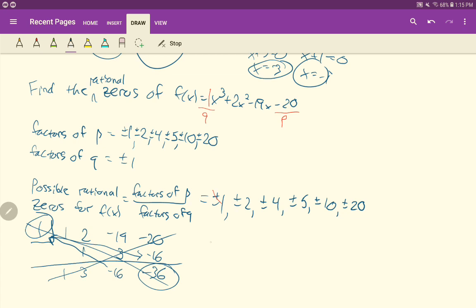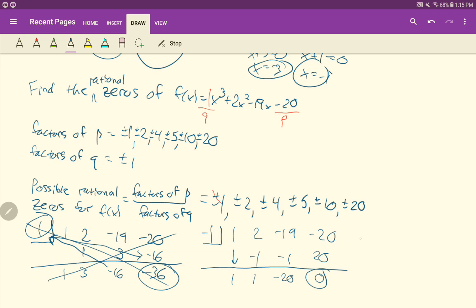All right, let's try negative 1. Now I know this seems kind of daunting, but let's just keep at it here. I won't give you a ton of these. I won't make it too terrible for you. All right, so negative 1. Let's plug that one in. So again, let's start with 1, 2, negative 19, negative 20. Again, drop that 1 down. 1 times negative 1 is negative 1. 2 and negative 1 make 1. 1 times negative 1 is negative 1. Negative 1 and negative 19 is negative 20. Negative 20 times negative 1 is positive 20. And oh my gosh, it works.